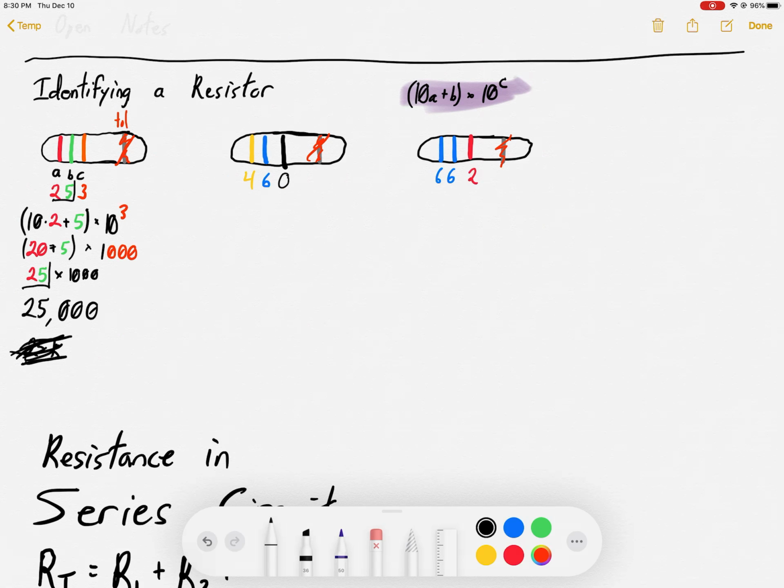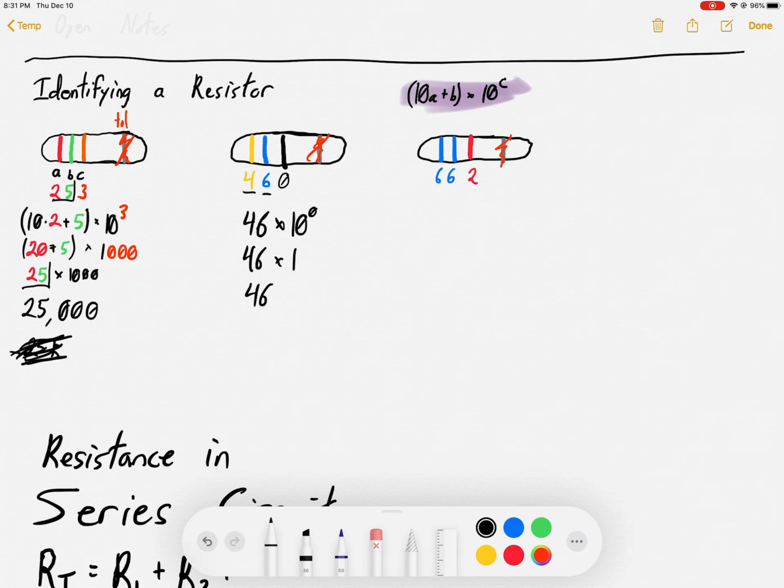That's a shortcut that you can read, because let's take a look at this next one. The black band is 0, by the way. So what happens is this 4 times 10 is 40, plus 6 is just 46. And then this is times 10 to the 0. Anything to the power of 0 is 1, so 46 times 1 is just 46.